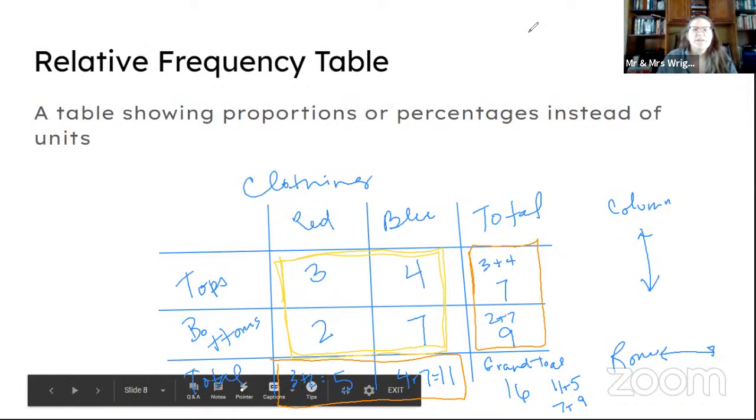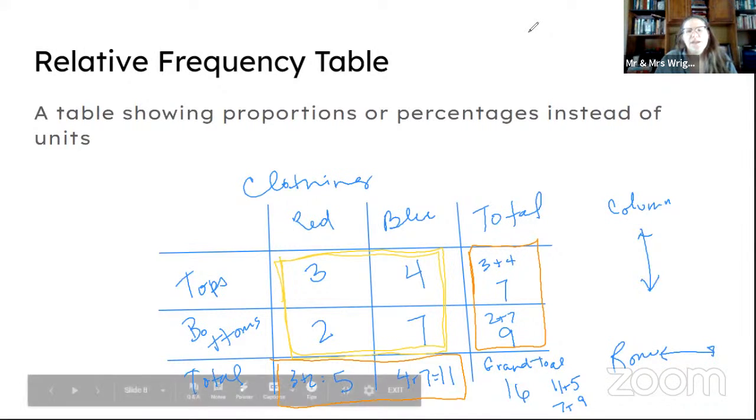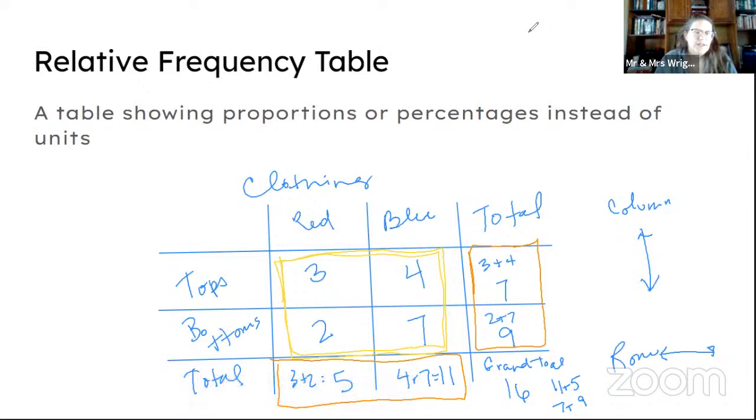Then a relative frequency table is when, instead of numbers in here, you're going to have percentages. So if you took this number 3 and divided by 16, you would get a percentage or a proportion here. And if you had that percentage here instead of the number 3, it would be a relative frequency table.